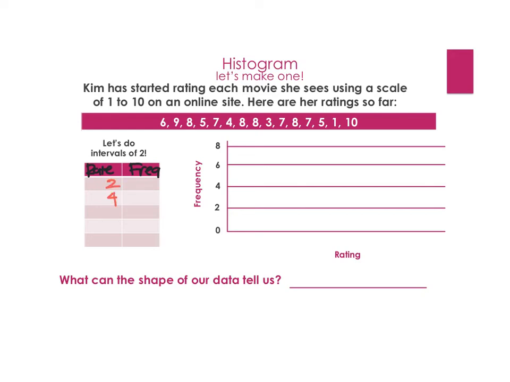2, 4, 6, 8, 10. That is the easiest way. Figure out what number you're starting with or you're ending with and then count by that, okay? So since we're doing intervals of 2, each interval needs to have 2 numbers. What 2 numbers should I start with?